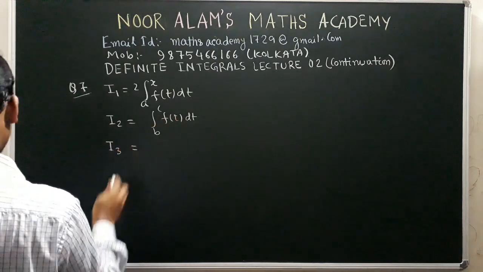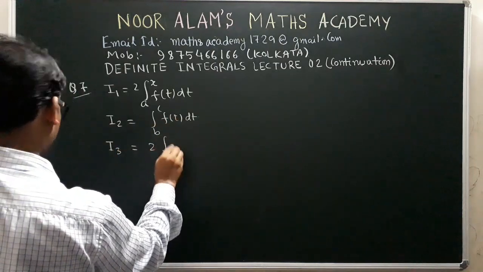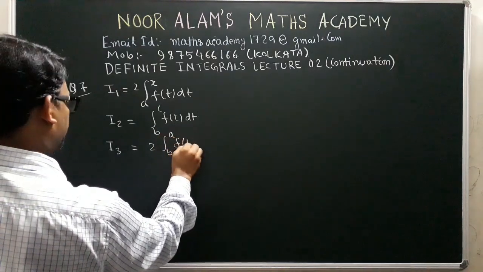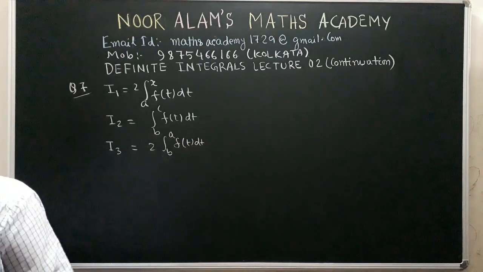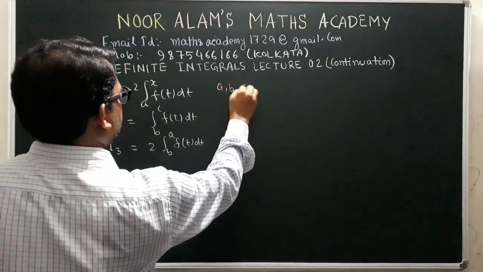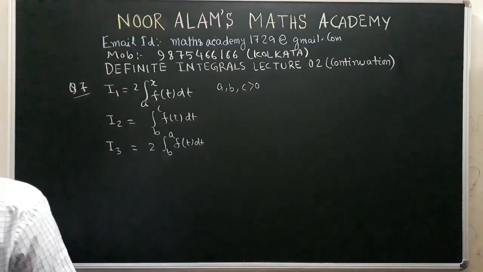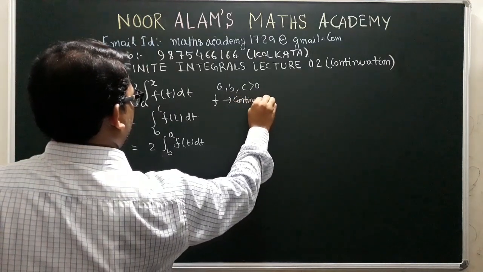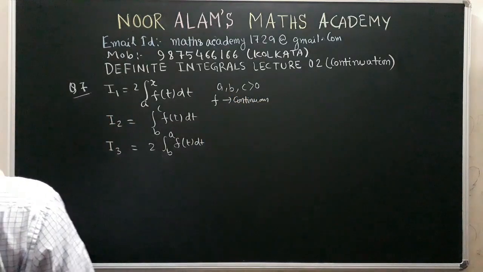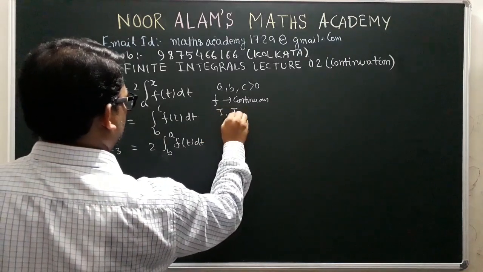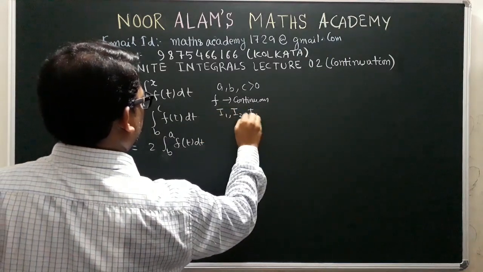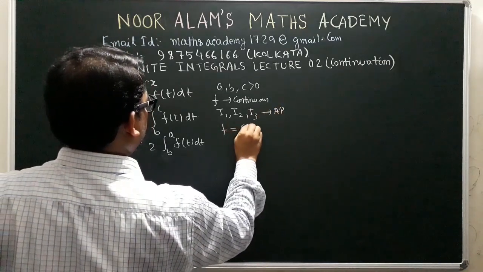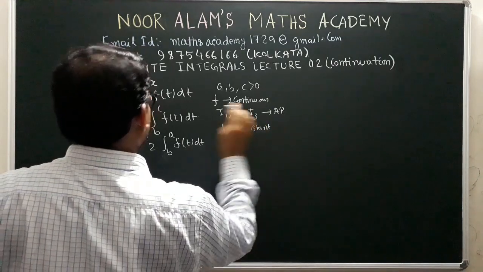I3 is the integration from b to a of f(t) dt. It is given that a, b and c are positive real numbers and the function f is continuous. It is also given that I1, I2 and I3 are in AP. We have to prove that f is a constant function.